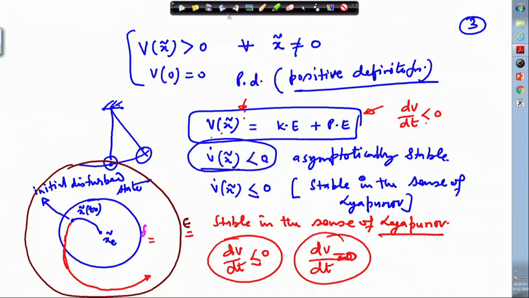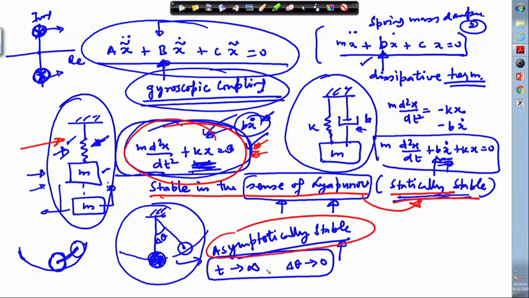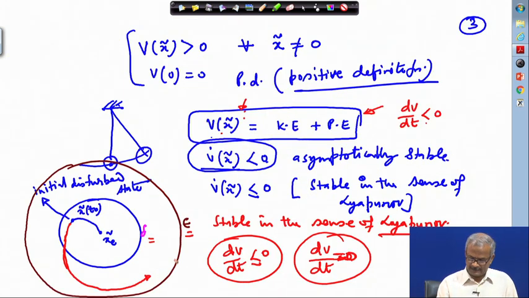With this kind of system, in the theoretical sense, if you disturb it, it will keep oscillating for the whole life, but not in the practical sense. This kind of system is stable in the sense of Lyapunov. Asymptotic stability is different: as t tends to infinity, delta theta tends to 0. One more condition is there for asymptotic stability, that it never leaves the epsilon neighborhood bound.